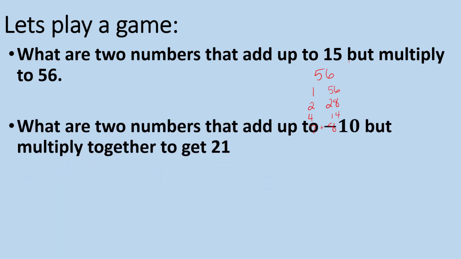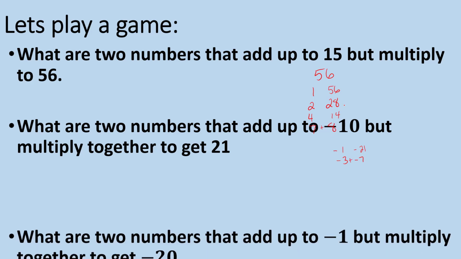What are two numbers that add up to negative 10 but multiply together to get 21? Well, if they're going to multiply together to get a positive number but add up to get a negative number, they're going to have to be negative values. So negative 1 and negative 21. No, that doesn't add to negative 10. Negative 3 and negative 7. Well, sure, if we add negative 3 to negative 7, we get negative 10. So those are the two values we're looking for.